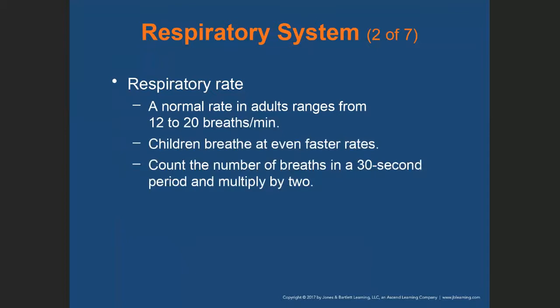So the respiratory rate, a normal rate in adults ranges from 12 to 20 breaths per minute. For the pediatric population, it's going to be much faster. Count the number of breaths in 30 seconds and multiply that by 2. If the patient has an irregular breathing pattern, you do it for a full minute. The patient should not be talking when you're doing your breathing rate. That can alter the rate.